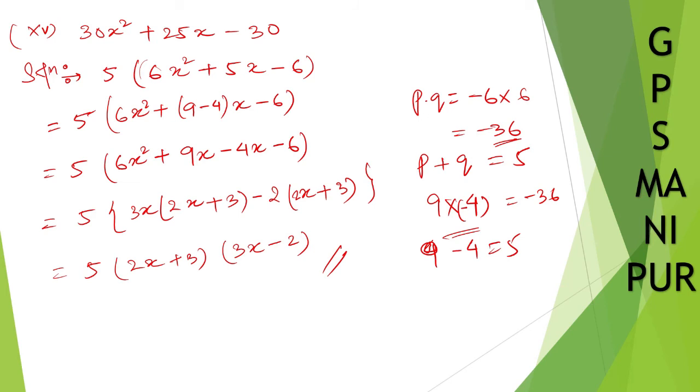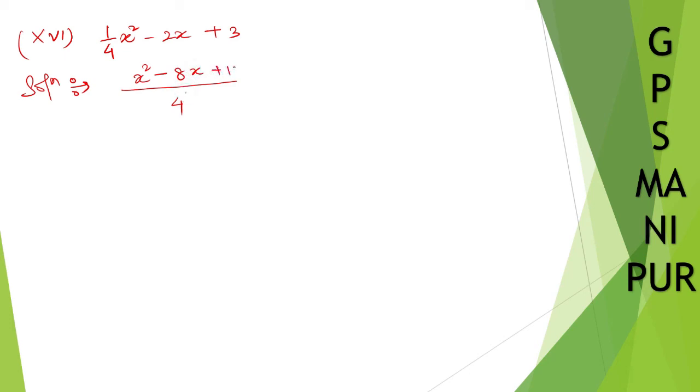Now let us do Roman number 16. We have 1 by 4 x squared minus 2x plus 3. Solution. The question seems complicated because here 1 by 4 is given. I don't know how your teachers will do it, but this is one of the ways you can do it: take the LCM. The LCM will be 4. So 4 is the LCM, so you can write x squared here, minus 4 times 2 is 8x, plus 4 times 3 is 12.